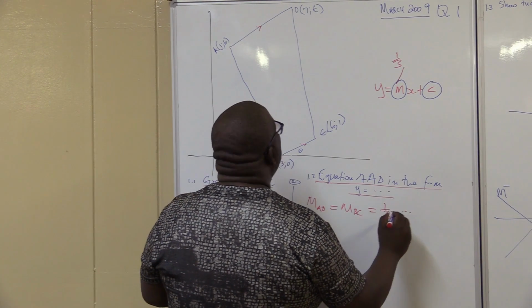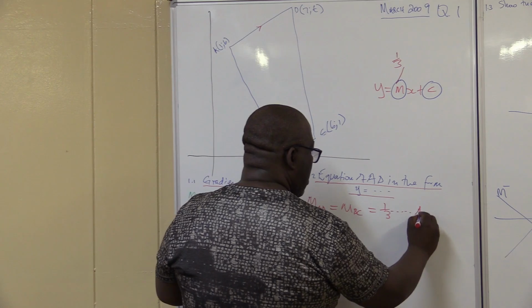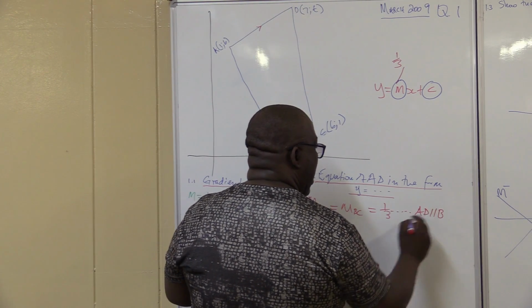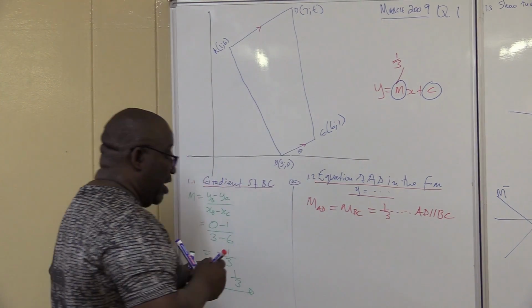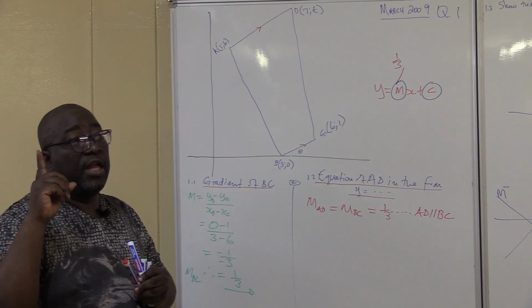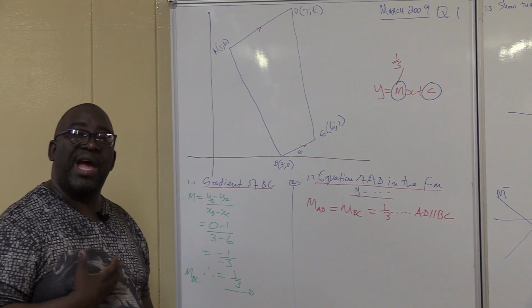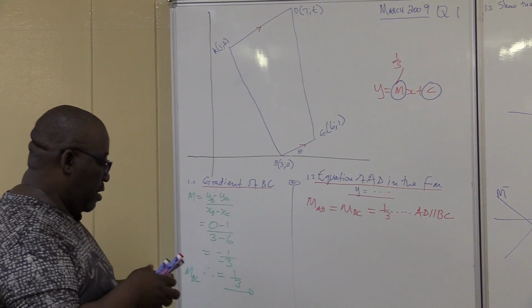We already know the value here, it's 1 over 3. It's because line AD is parallel to line BC. And wherever we have parallel lines, those two gradients are the same. So in the equation y is equal to mx plus c, we already know the gradient, and we are short of the y-intercept.